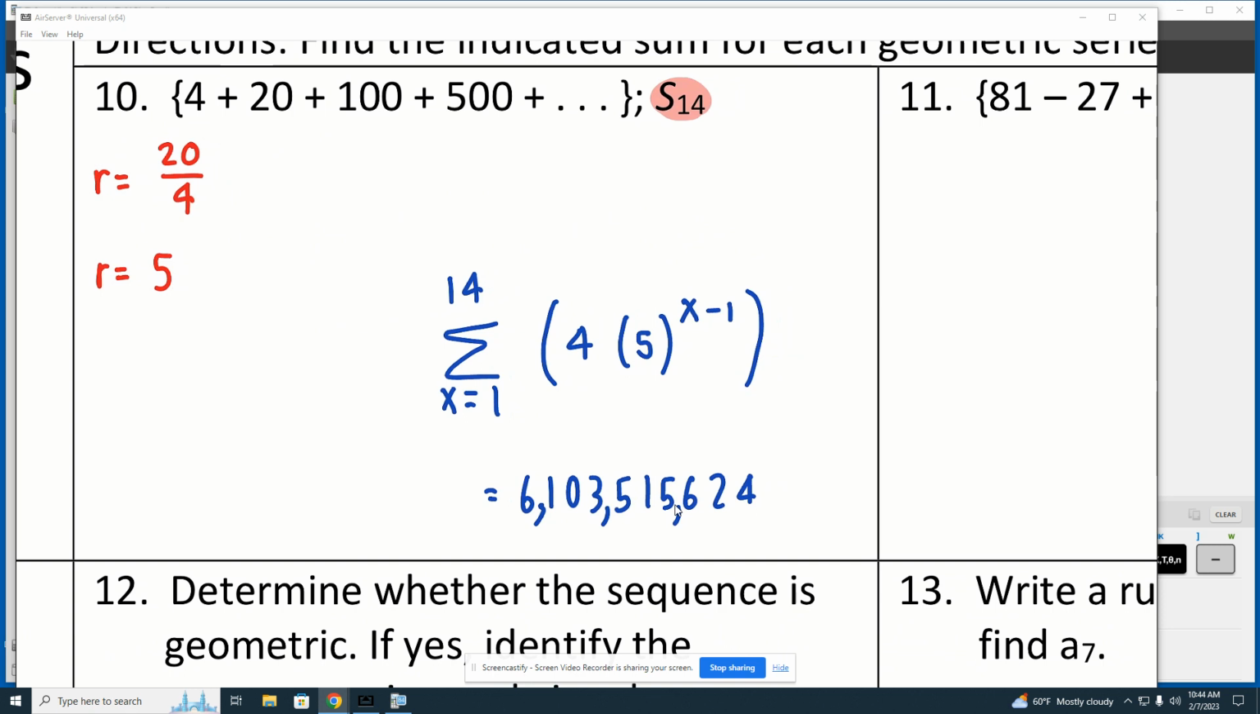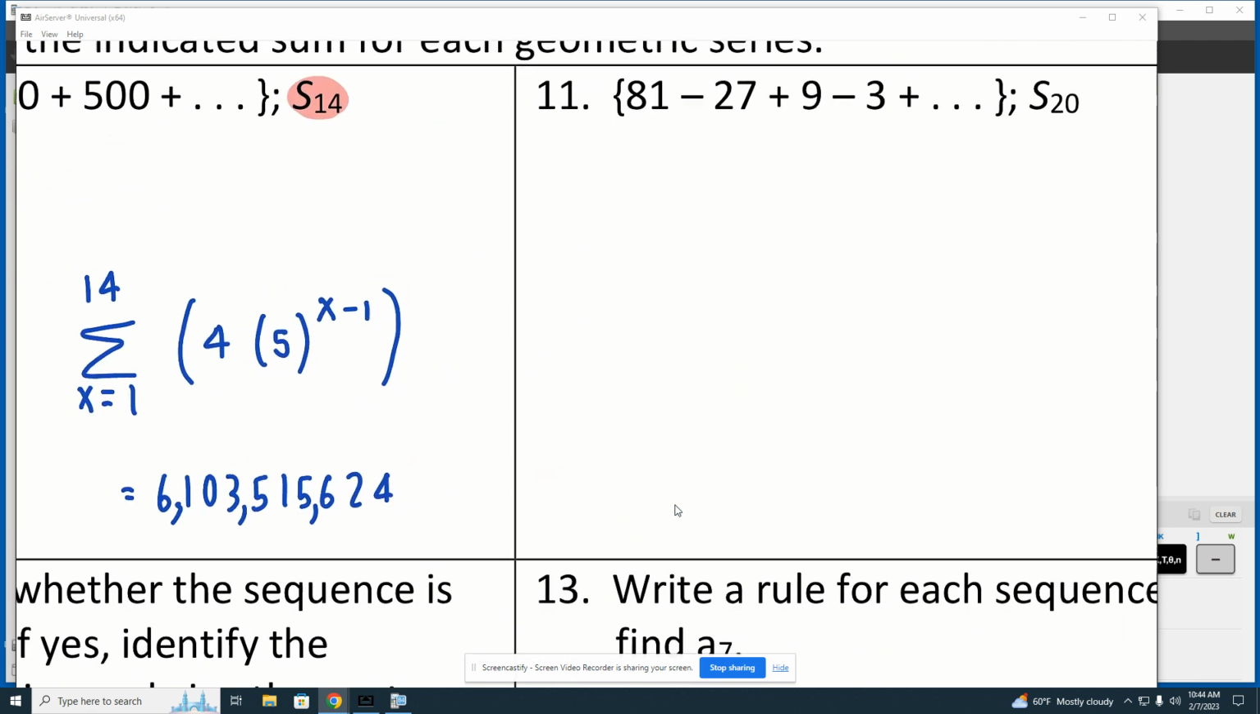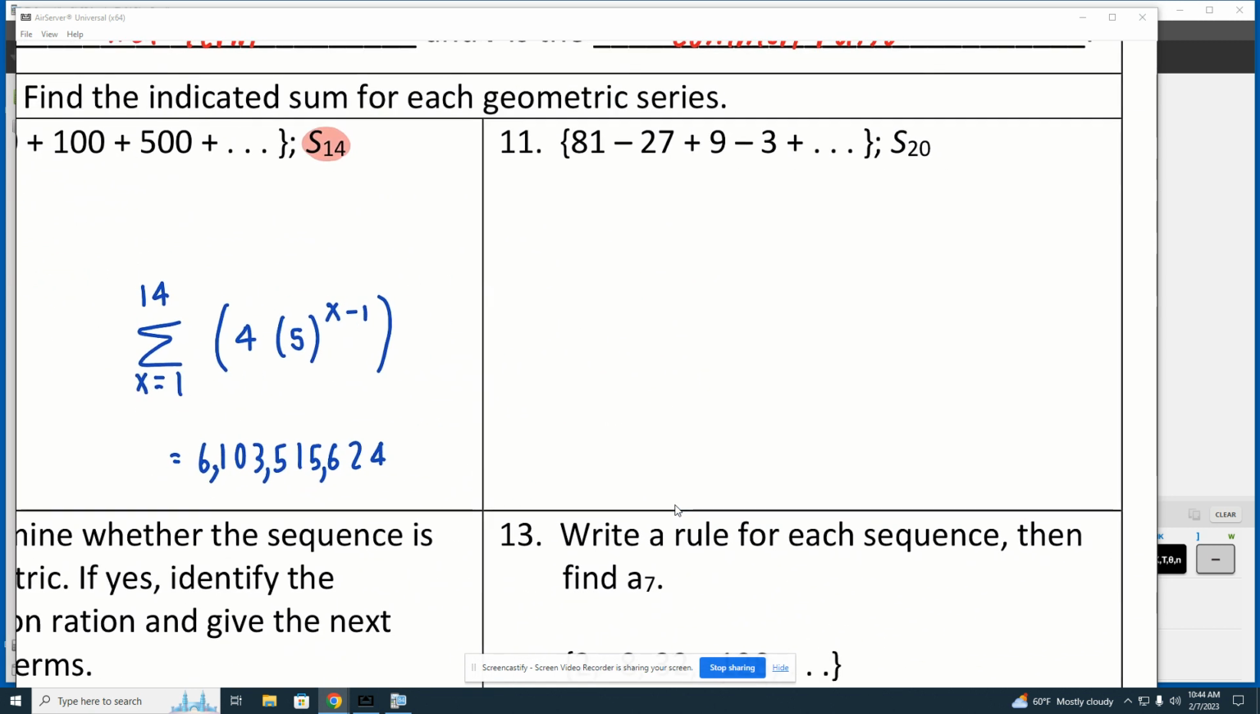Alright, so there you have it. It's really simple. You don't have to use another formula. You use the same one. But when you're trying to find the sum, you're going to use summation. So look at the next problem. We're finding S of 20, right? S of 20. So first of all, I'm going to type in big E. Define my variable x from the first to the what term? 20th. For this geometric sequence, ready?